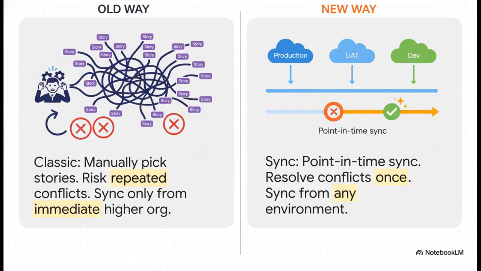Okay, let's do a quick compare and contrast. The old way, classic back promotions, means you're manually cherry-picking individual stories to sync backwards. And if one file has a conflict that touches, say, 30 stories, you're resolving that same conflict 30 times. Ugh! With Environment Sync, you just pick a point in time and it syncs everything before it. You resolve a conflict for a file just once. Plus, you can sync from any environment you want, not just the one right above you.